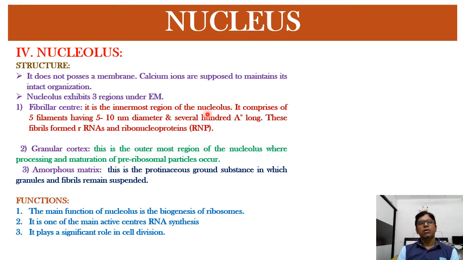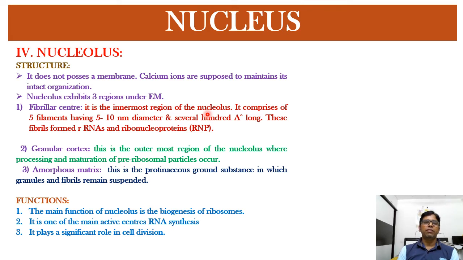Second one, the granular cortex region. This is the outermost region of the nucleolus, where processing and maturation of pre-ribosomal particles are taking place. The third region is the amorphous matrix. This is the proteinaceous ground substance in which granules and fibrils remain suspended.